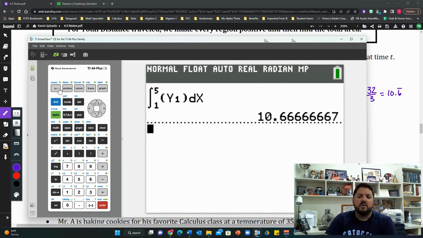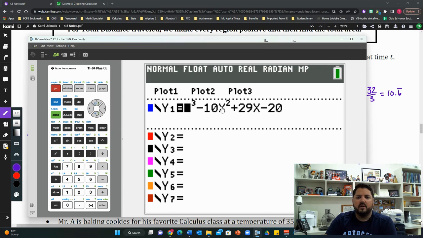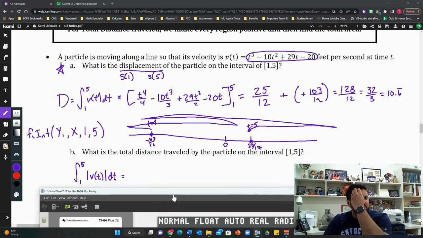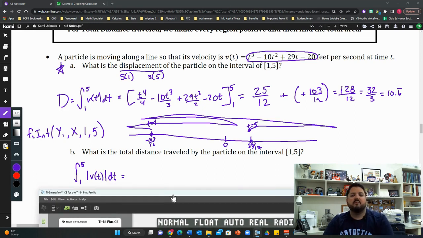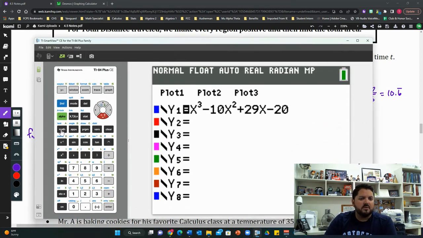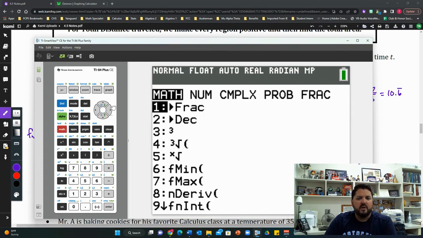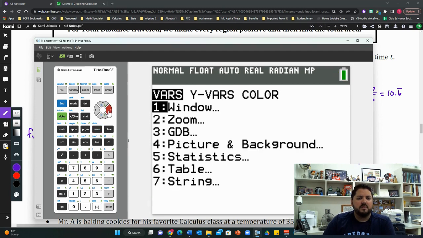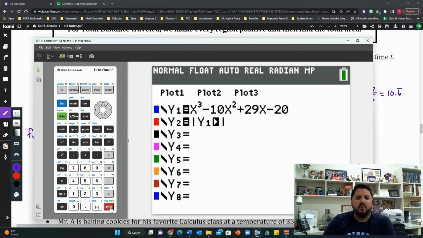One way is to create a new function. So I have y1 as my original velocity, but for our total distance traveled, I need to be able to integrate the absolute value of that function. Well, the absolute value function is under the math menu. If we go over to number, that very first option, absolute value, it actually brings up bars for the newer calculators. Older ones would say ABS open parentheses, and then you put y1 in there and close it. So for the newer ones, I'm going to go back to vars, function, and I'm going to put y1 inside of those absolute value bars.